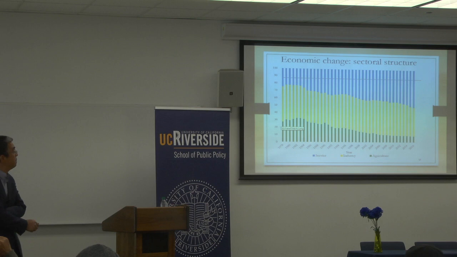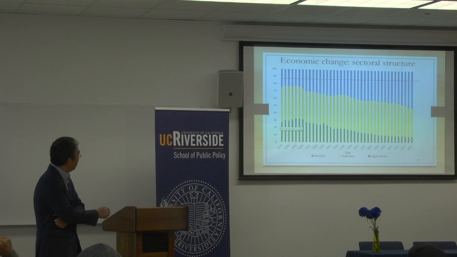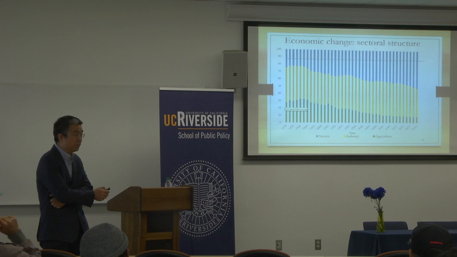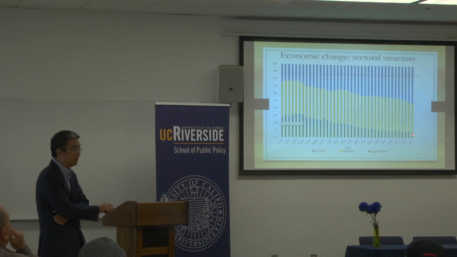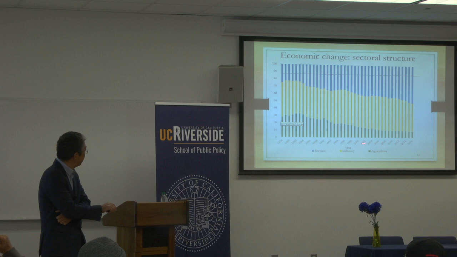Then this one is about economic structure changes. Why I present this: because industrial water use, agricultural water use, and domestic water use are impacted by the structure. So you will see that the agriculture sector in the 40 years has been going down all the time. Now in the United States, probably less than 5%. Now in China, it's about 10%. It will continue to decrease in the future.